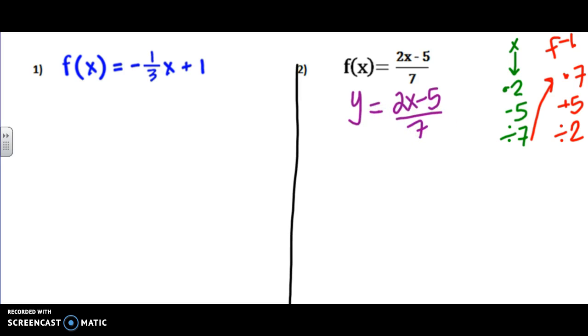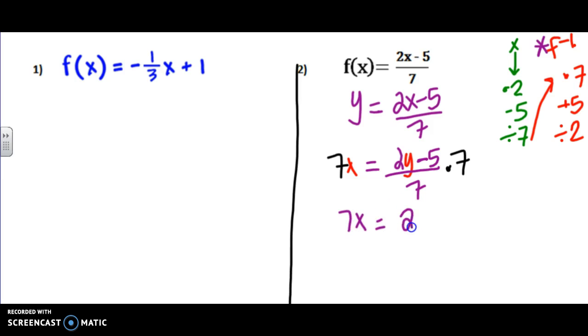And then you have to switch your x and your y. So we're literally just going to make this the x and this guy up here the y. Okay, now we're going to put these steps that we talked about up here into play. So first thing I'm going to get rid of is I'm going to multiply both sides by 7. And the purpose of doing that is to cancel out that 7 that's on the bottom. So now I have 7x equals 2y minus 5.